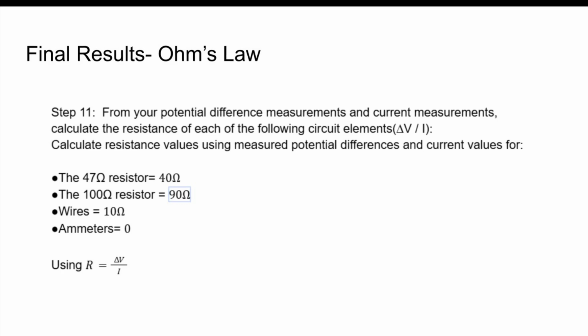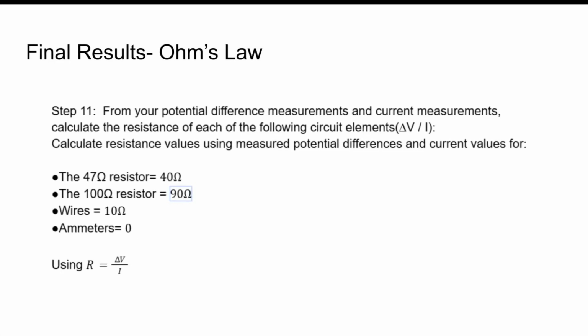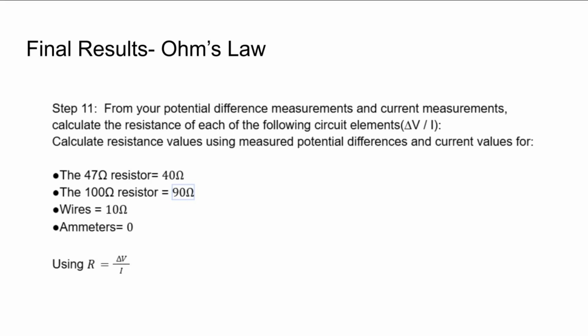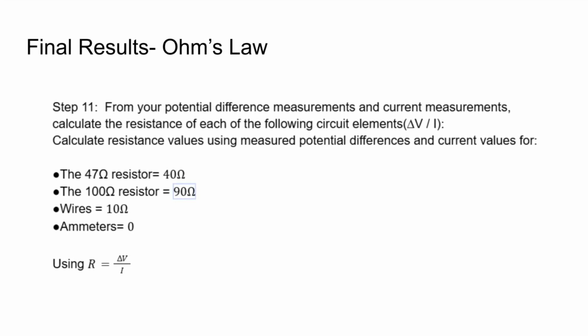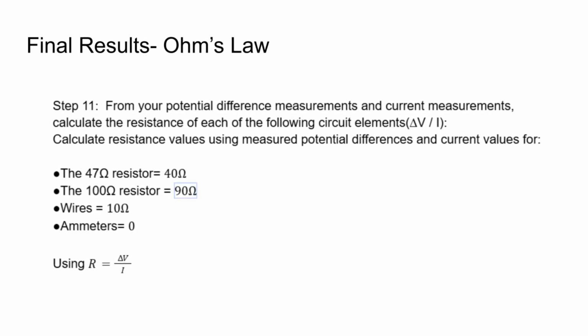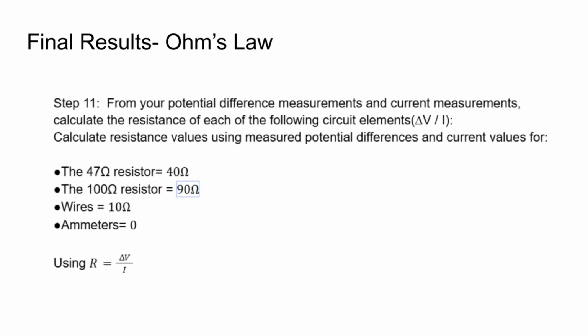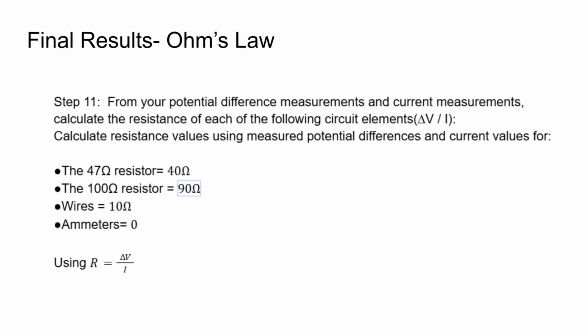Okay, so then our final results based on all of that is that the potential difference and current measurements lead to these resistance measurements. So we have a different one for the 47 ohm and 100 ohm resistor, and then the wires and the ammeters are still 0. And so we're using Ohm's law there.